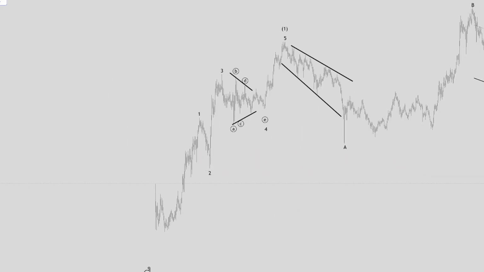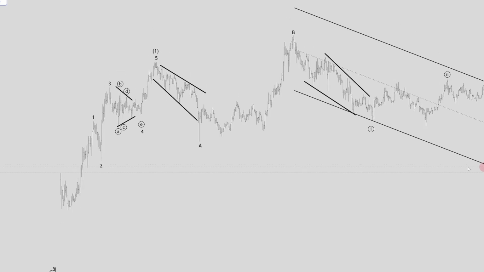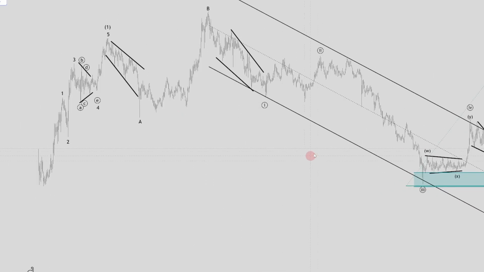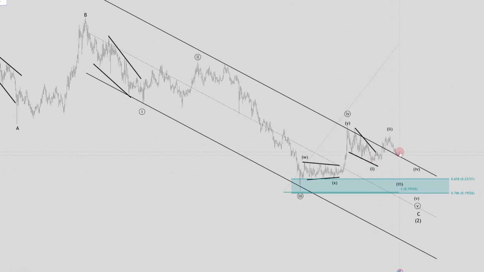Returning to Ondo, let's pay attention to this final part of the correction. At the moment, the price action is still down, the trend is still down. And we'll see if we respect these levels or not for wave 2.